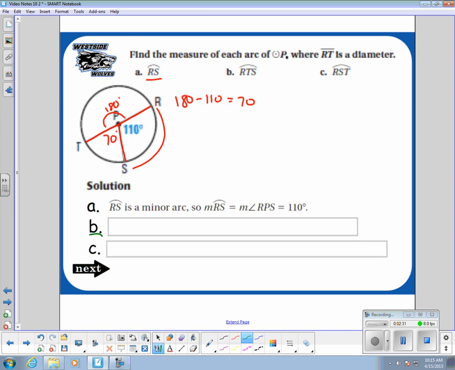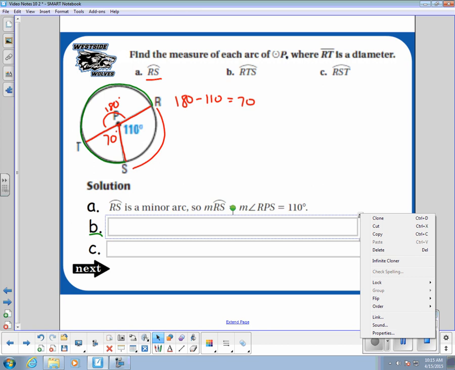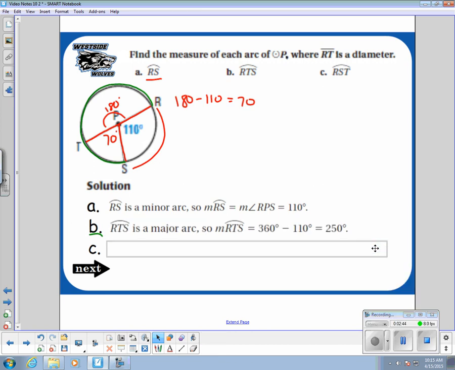So for part B here, RTS. Follow it around the circle. It's like a little path. RTS is here. So we can do that by taking the 360 and subtracting the 110 to see what's left. And when I do that, I get that it is equal to 250 degrees. It's also greater than 180, so it's a major arc.